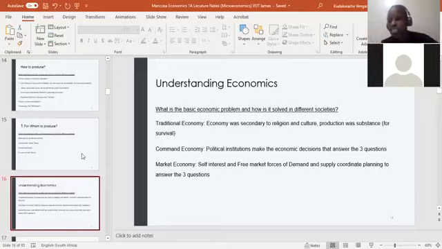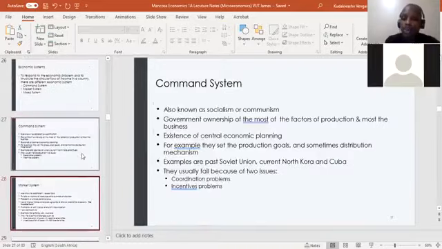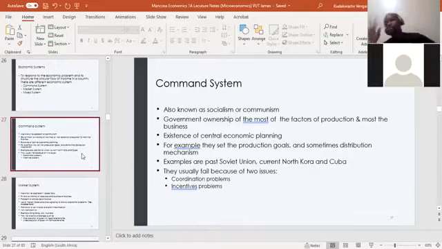Then some economies use what we call the command economy or the command system to answer those three questions. Then some use the market economy or market system to answer those three questions. Then some economies use the mixed economy to answer those three questions. So I'll explain. What is the command economy and how does it answer the three basic economic questions? So the command economy is what we know as socialism or communism.